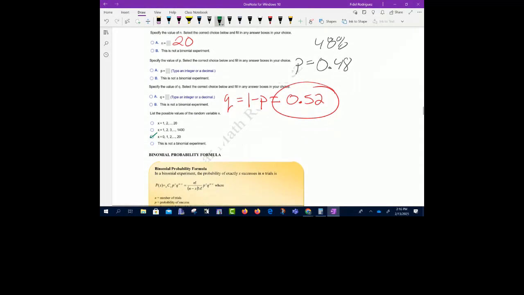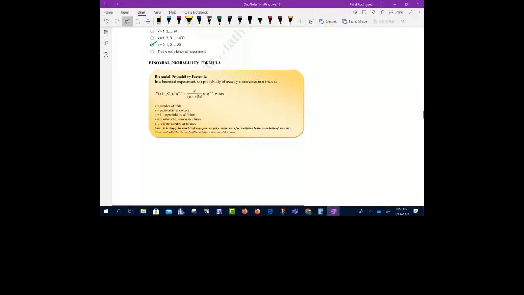Now for my next part, we are going to use a binomial probability formula. I have that right here, and I wrote it down on the next page, and we'll figure out how to do all this again. But remember, N stands for the number of trials. P is the probability of a success. Q is the probability of a failure. X is the number of successes in N trials. And N minus X would be the number of failures.